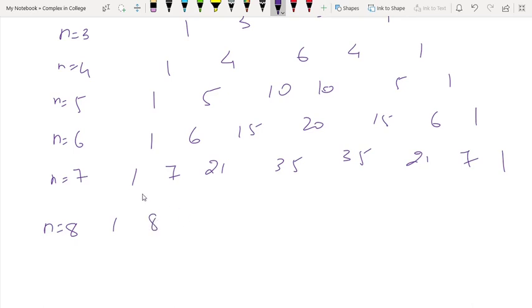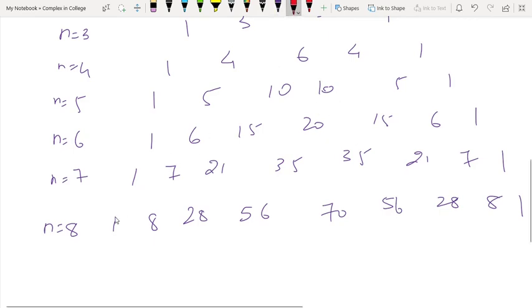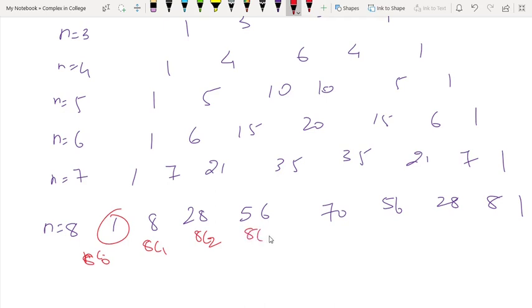So 1, 7 plus 1 is 8, 21 plus 7 is 28, 21 plus 35 is, if I'm not mistaken, 56. Then next is 70. Then the reverse one, 56, 28, 8 and 1. Let me tell you what all are these. The first one is 8C0. Second is 8C1. This is 8C2, 8C3, 8C4, 8C5, 8C6, 8C7, and 8C8. We want these numbers when we expand x plus x raised to minus 1 to the power 8. Clear?